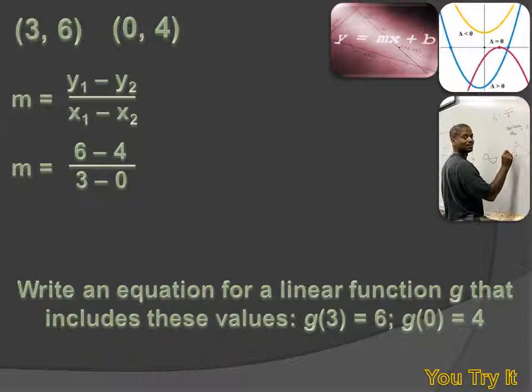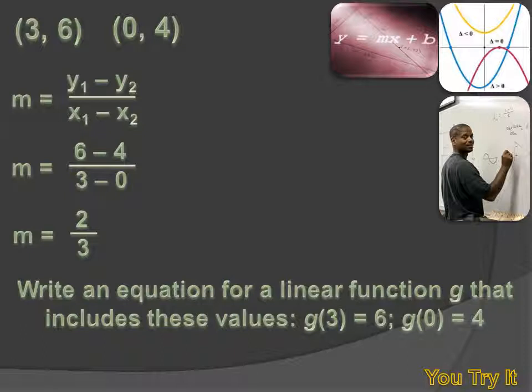Now if you went the other way, and I went from this point to this point, but if you start at this point and move to this point, and your 4's and your 6's and your 0's and your 3's were reversed, you're going to end up with exactly the same number that I end up with if you do your math correctly. Because 6 minus 4 is 2, and 3 minus 0 is 3, and my slope is 2/3, or 2 over 3.